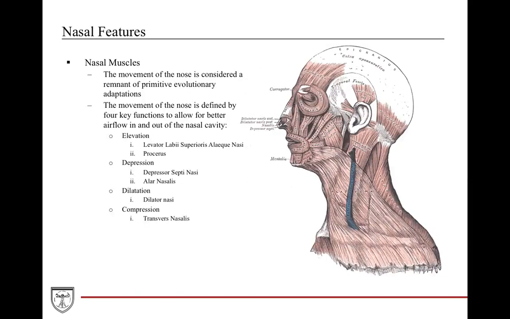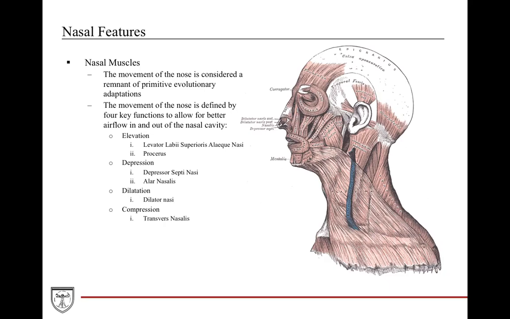So now we'll talk again about some nasal features. In terms of nasal features, the nasal muscles are important. The movement of the nose is considered a remnant of primitive evolutionary adaptations. We don't have to move our nose as significantly as, say, other mammals did for smelling functions, like finding food or localizing other animals. We don't have to do that. Our nose function is pretty much confined to facial expression, as well as possibly dilation if we want to get more air in when we're trying to breathe heavier.